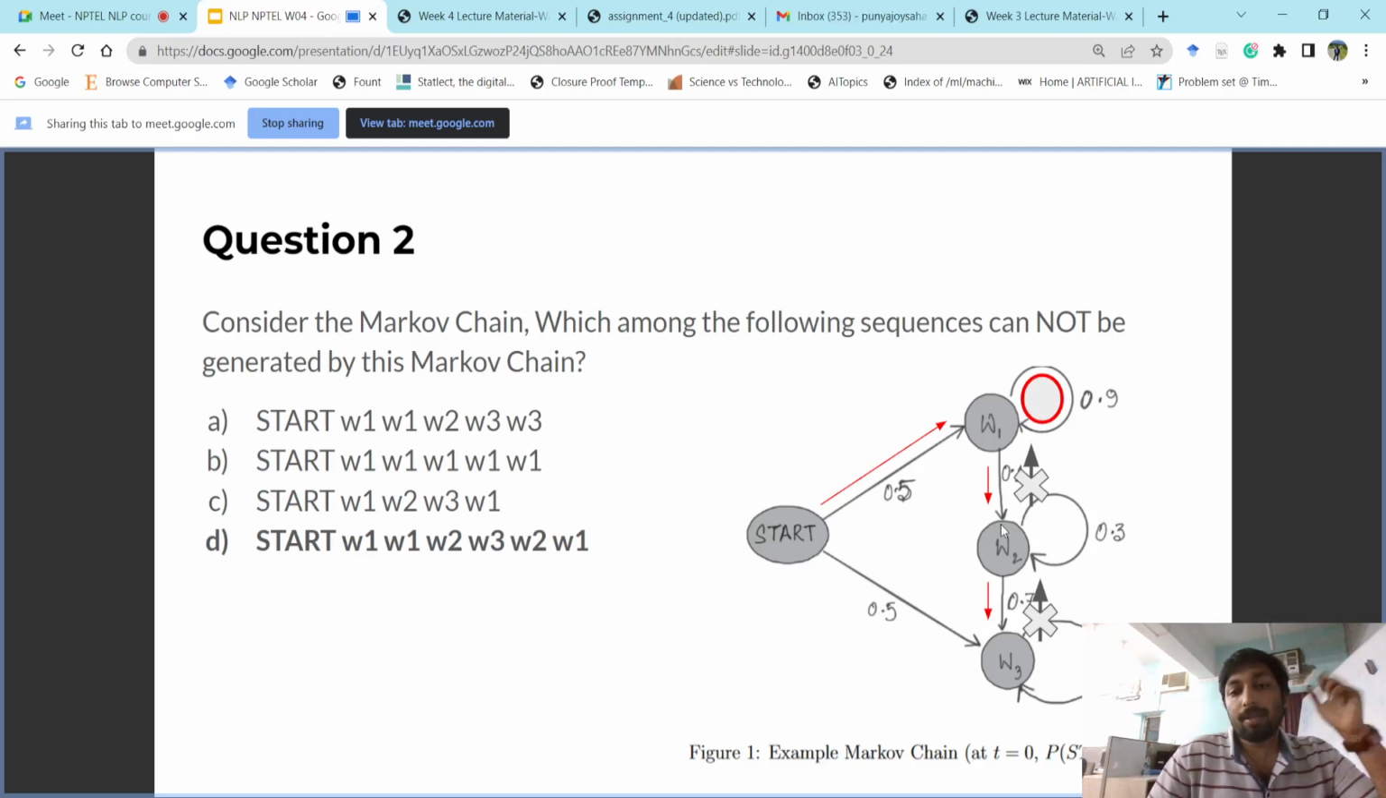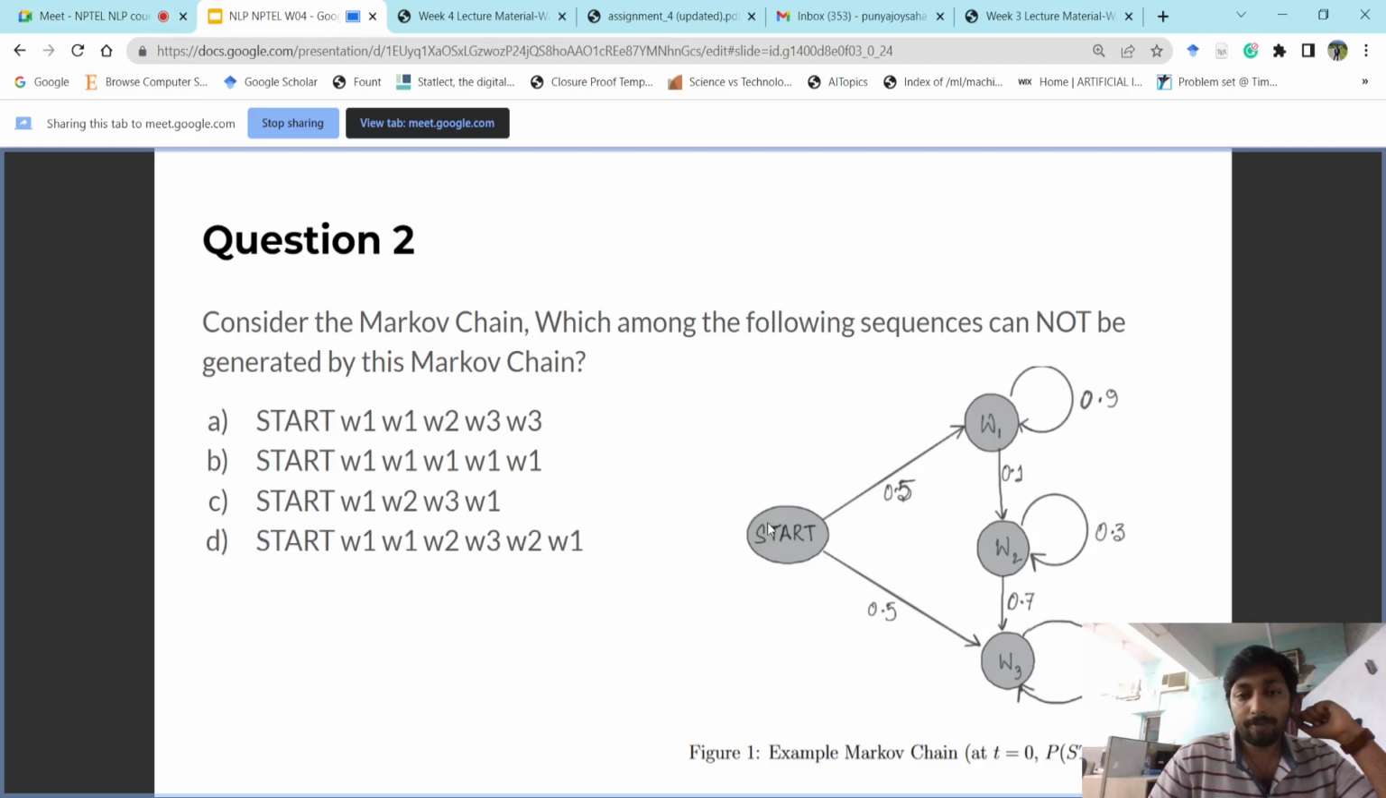So it is possible to think of these Markov chains like regular graphs, where one node is connected to all the different nodes, but some transitions have zero probabilities, and those transitions we cannot travel. That's why this statement is not possible. So now can you tell me what is the answer? You have to identify which of the following sequences cannot be generated by this Markov chain. Now it should be very easy. You can just look at the graph here and then answer.